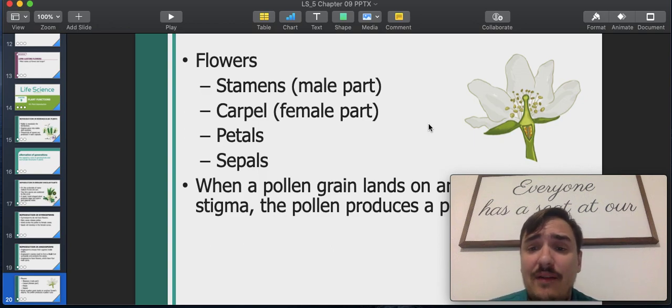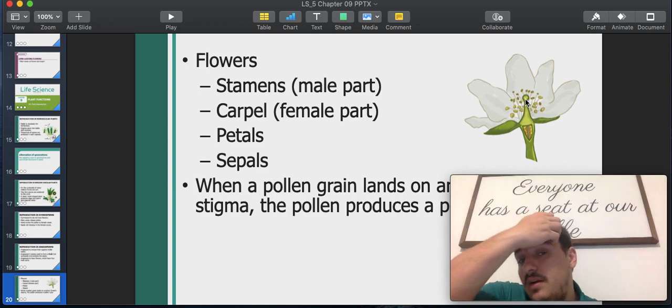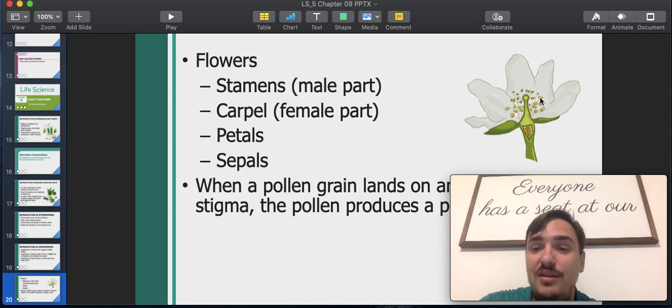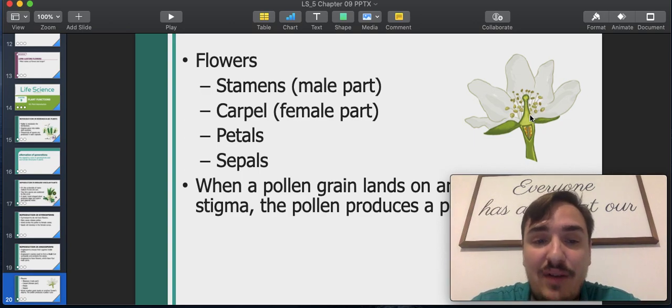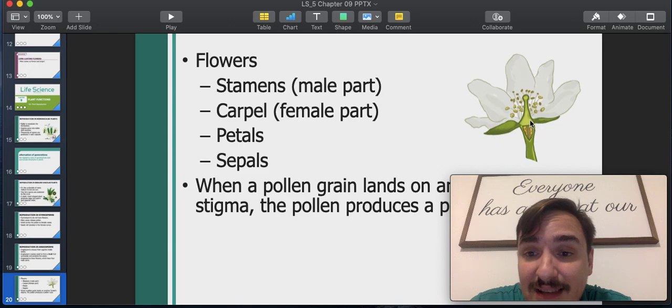Okay. Then you have the carpel. The carpel is the female portion, and it's made up of a few different parts. You have the stigma. That's the tip of the carpel, which is nice and sticky. So that's how it holds on to the pollen. Then you have a couple other portions. You have the style. This is basically the tube that runs from the stigma down into the ovary. And the ovary is this bottom enlarged section of the carpel.